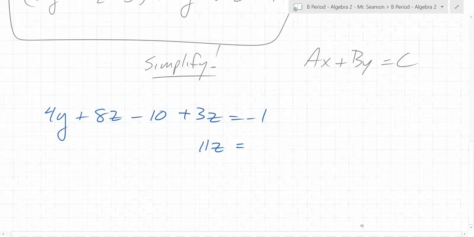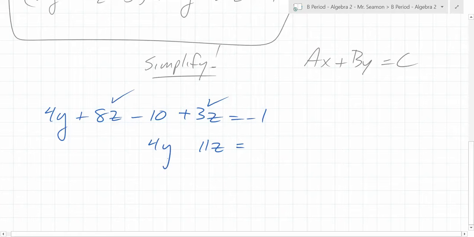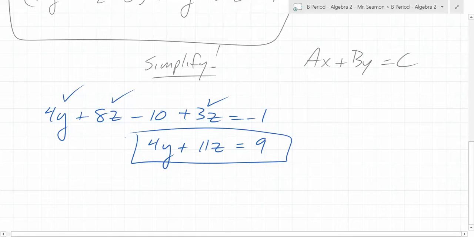So if we do, how many y's do I have? I've taken care of the z's. How many y's do I have? So just 4y. And if I add 10 to both sides, what does it equal? 9. Thank you. So there's our first equation simplified.